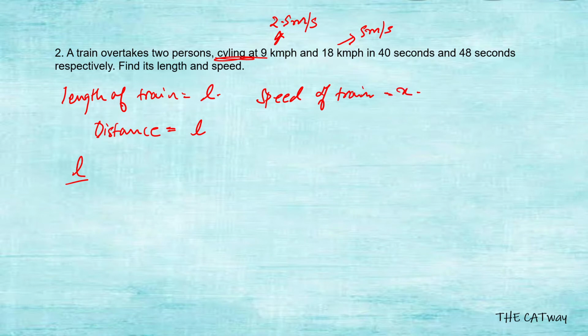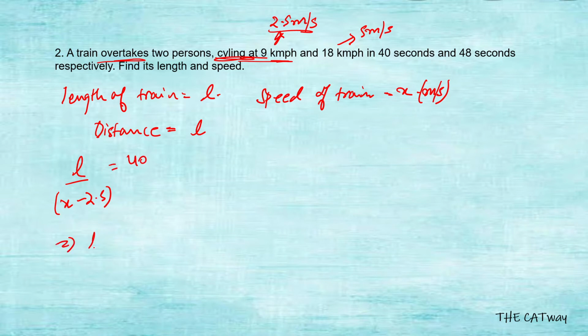Because they are overtaking, again in the same direction, the relative speed is going to be the subtraction. So in the first case, the train is crossing a cyclist at 2.5 meter per second. So the relative speed will be the speed of the train, that is x. Let's say it is in meter per second so that you do not get confused. So x minus 2.5 will be the relative speed in the first case, whereas the time taken is 40.